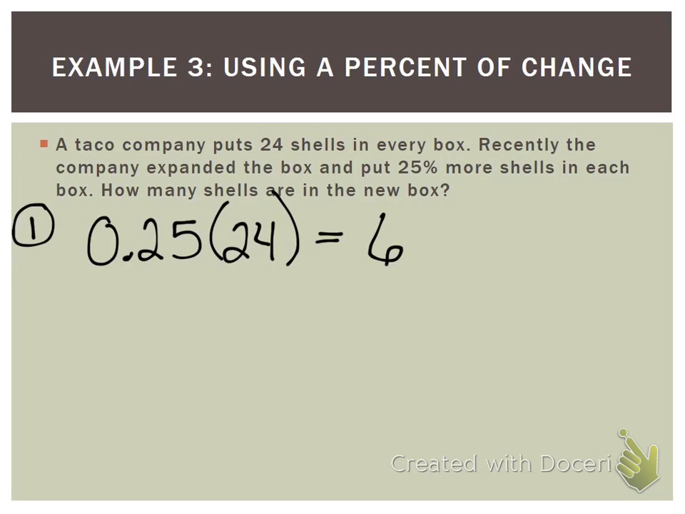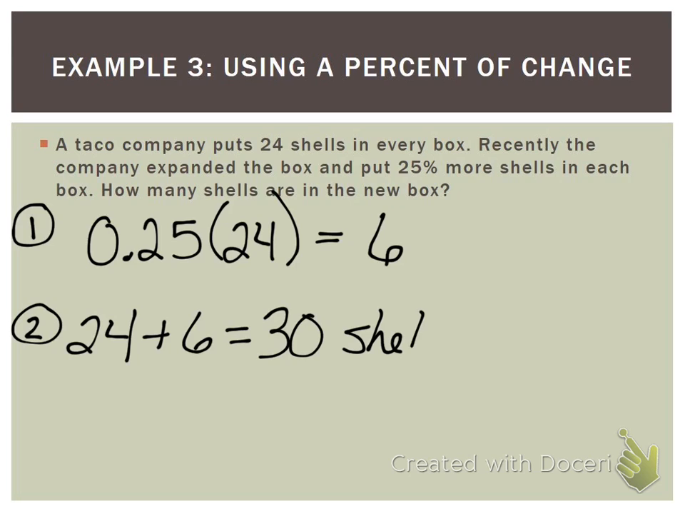So is that my answer? 6? They put 6 shells in the new box? No, what do you think I'm going to do with 6? Why would I add it? Because are they taking 6 out? Did they say that they're decreasing the size? No, they're expanding it, 25% more. So that's my hint. That's how I know to add. So I go 24 plus 6 to get my new amount of 30 shells.